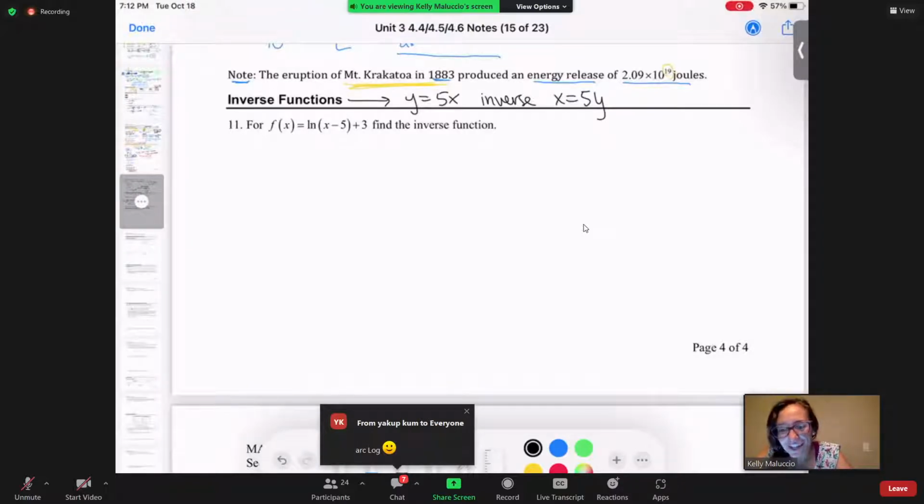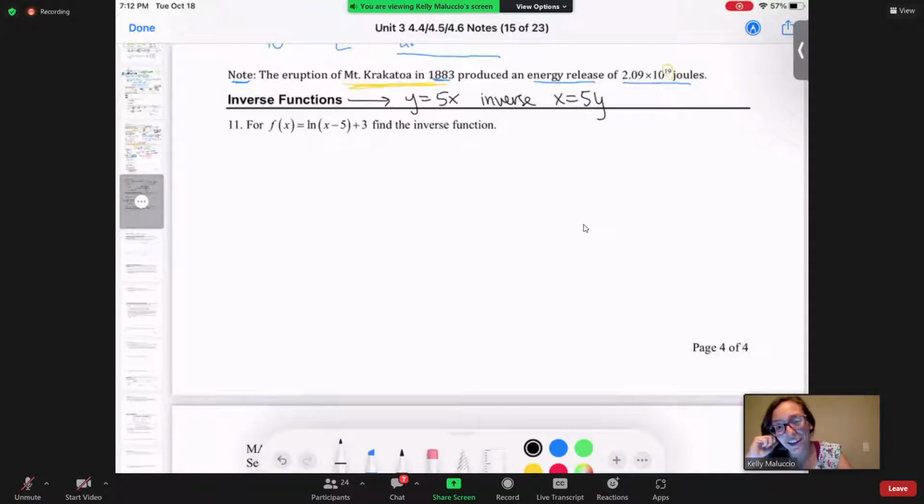And Jakob's saying arc log. So this is not like the trig. So for whoever it was that was like, no more trig, yay, this is better. But if you miss the trig, don't you worry, there's still something for you to do here. So this function, f of x equals ln(x minus 5) plus 3. And we know logs are 1-to-1, right? Because of the domain. So it has an inverse, it works.